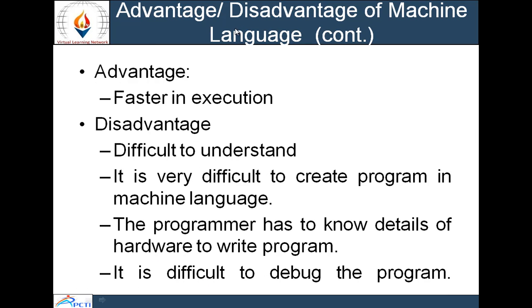What are the advantages and disadvantages of machine language? Advantages: faster in execution. Disadvantages: difficult to understand. It is very difficult to create a program in machine language. The programmer has to know details of hardware to write programs. It is difficult to debug the program. It means we can't easily remove the errors.